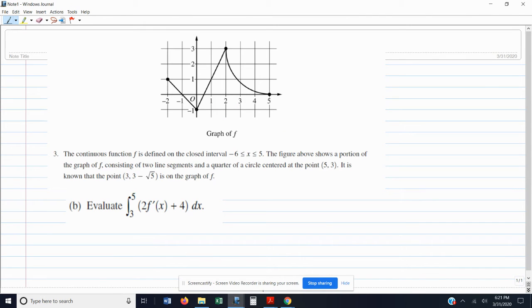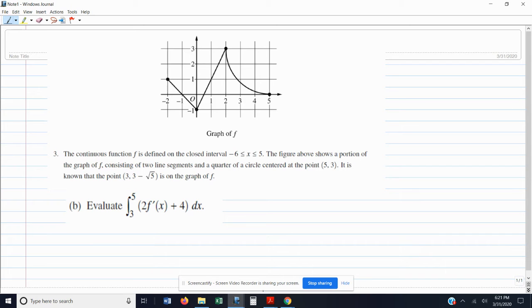Hey everyone, this is number 3 from the 2019 free response exam. This is the no calculator section, and there is already a video for part A, but this is part B. So I will not read the question to you again. I'll assume that you watched part A. You could take a look.